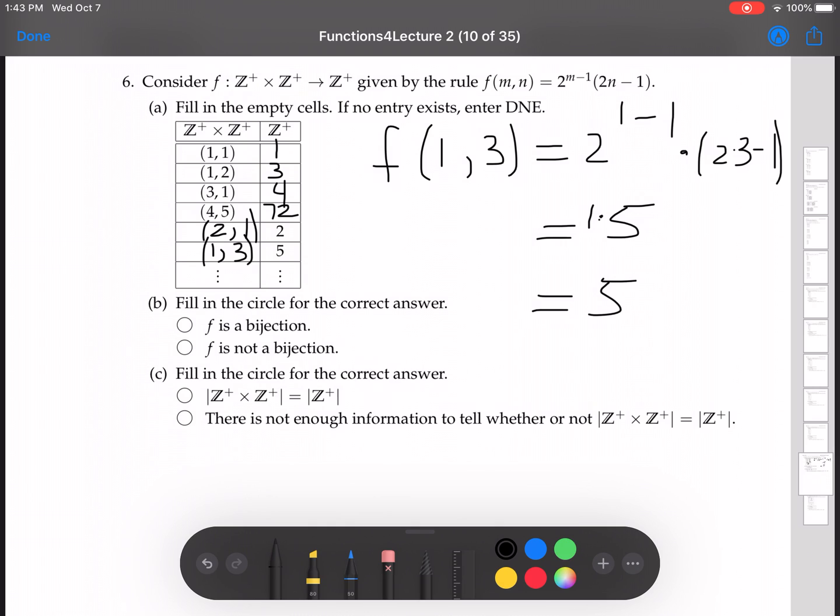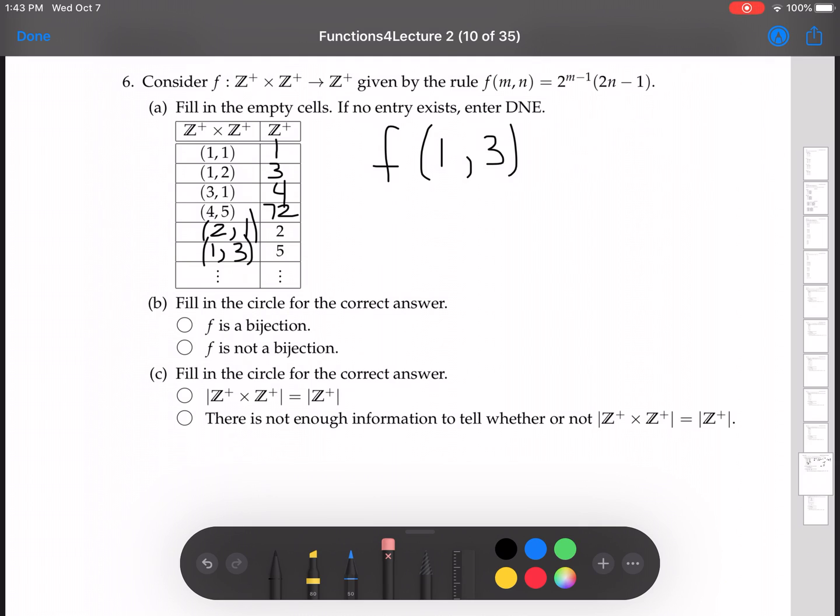Like I already said, you can just look at the table and do the thing that we always do, and that is that everything over on this side is different. Remember, two ordered pairs are different if they have a different x or a different y or both.